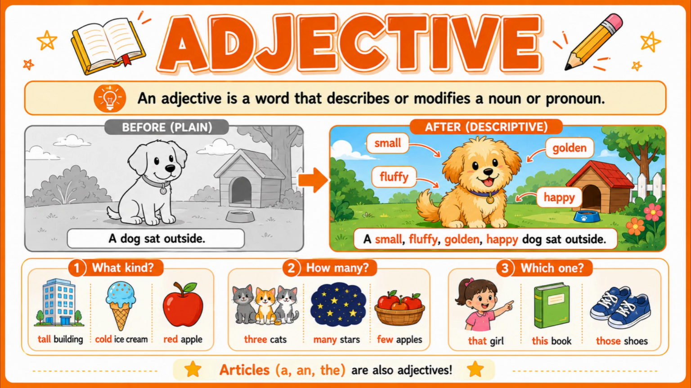Adjectives answer 3 key questions about nouns. What kind? A cold drink, a red apple, a heavy bag. How many? 3 cats, many stars, a few coins. Which one? That girl, this book, those shoes. Here is something many people do not realize. The words a, an, and the are also adjectives. They are called articles, and they are the most common adjectives in the English language.